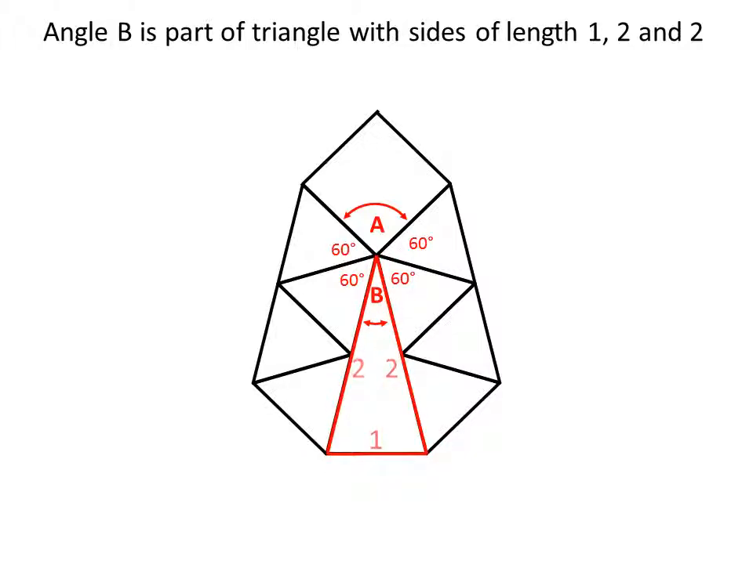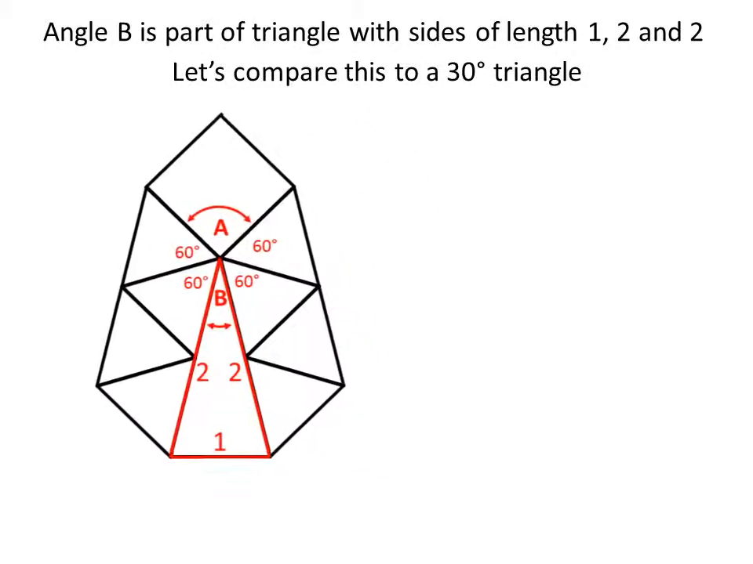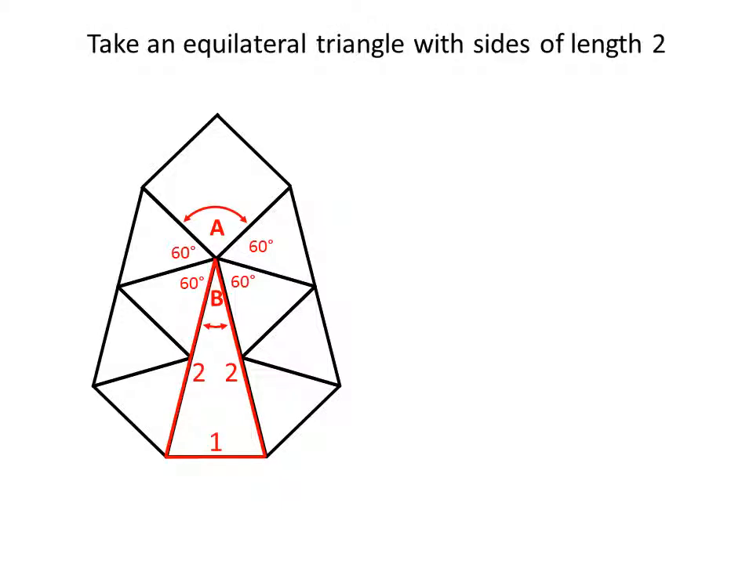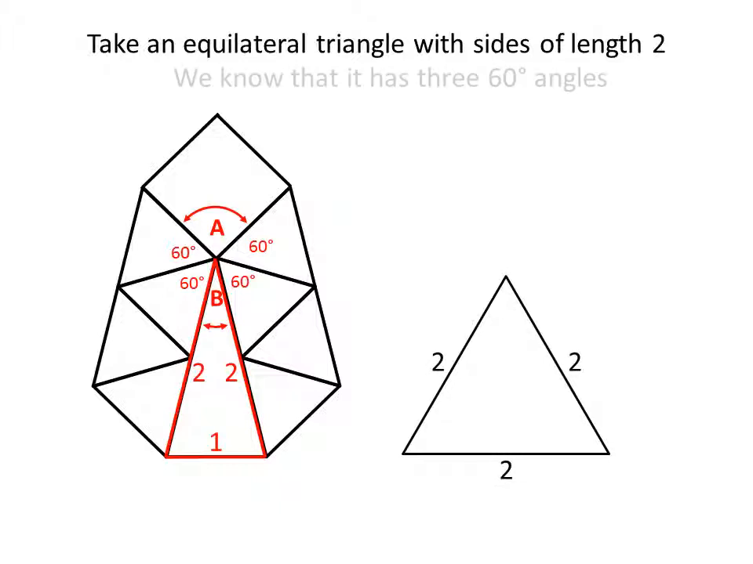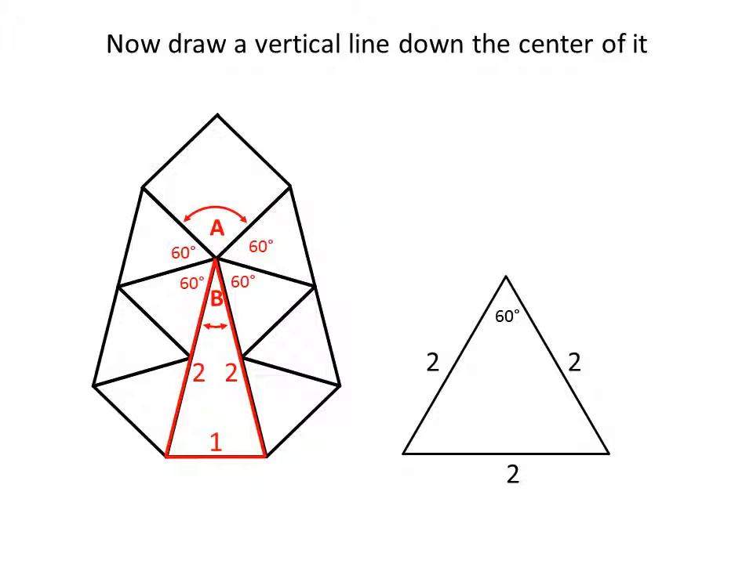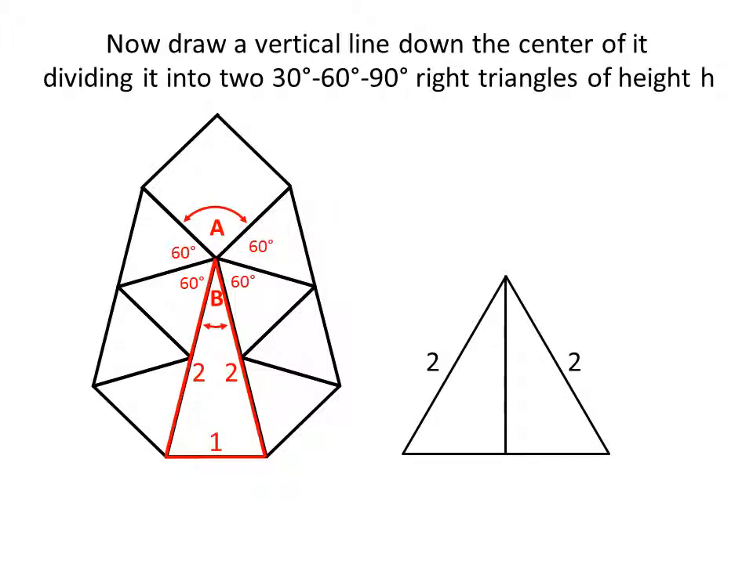Angle B is part of a triangle with sides of length 1, 2, and 2. Let's compare this to a 30-degree triangle. Take an equilateral triangle with sides of length 2. We know that it has 3 60-degree angles. Now draw a vertical line down the center of it, dividing it into 2 30, 60, 90-degree right triangles of height h and base 1.